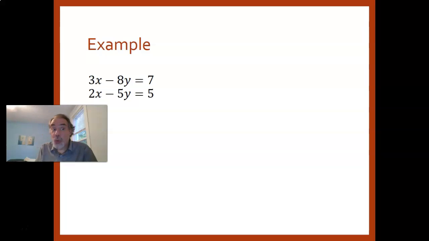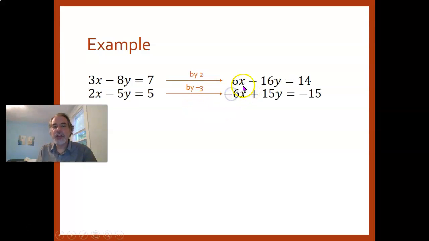Well, at least one way of doing that is I could multiply the top equation by 2. That would turn this 3x into a 6x. Can you see what I'm going to do to the bottom equation then? I need a negative 6x down here to go with the positive 6x up here, so I'm going to multiply the bottom equation by negative 3. So when I do that, here's what I get.